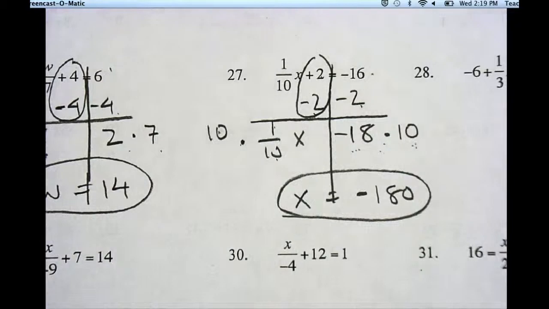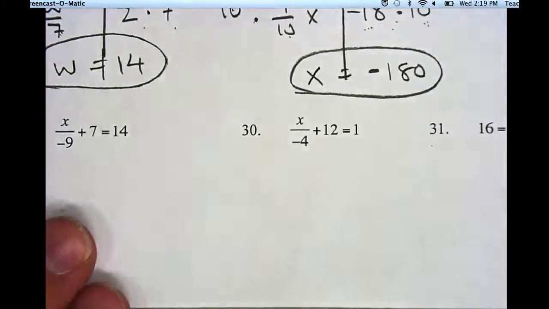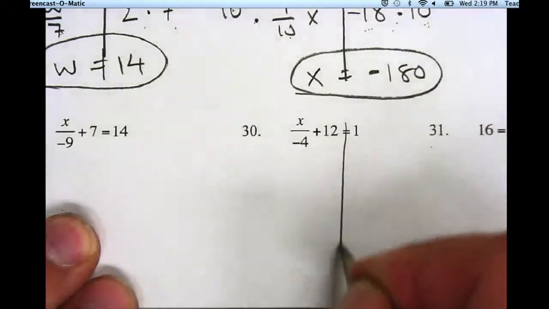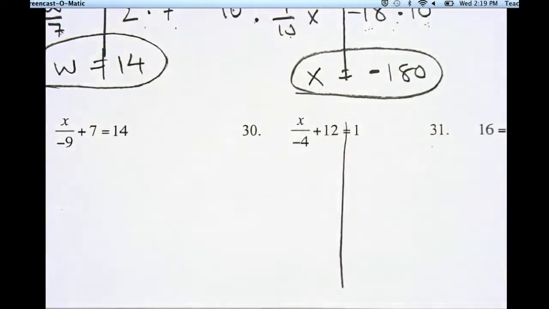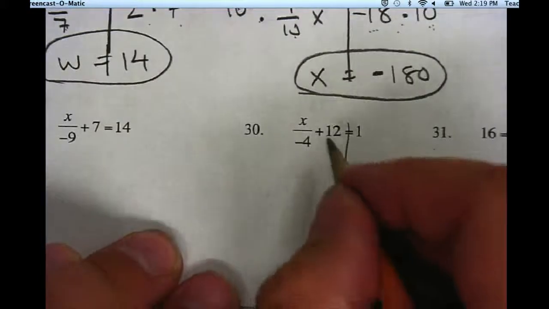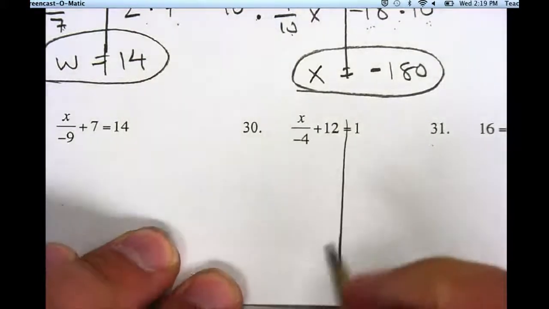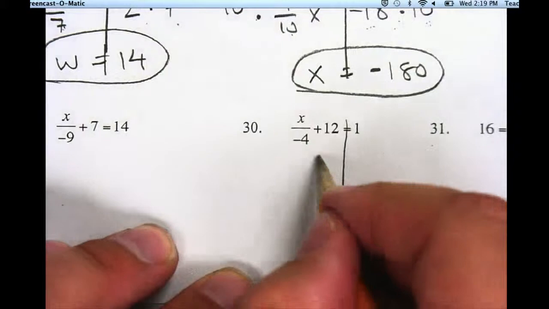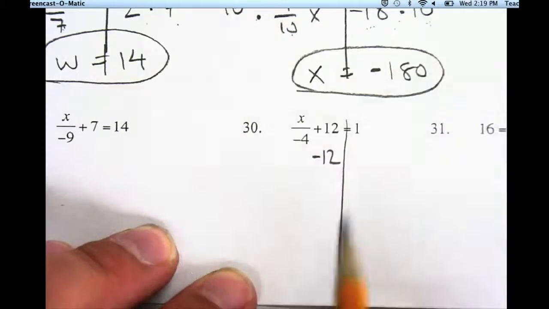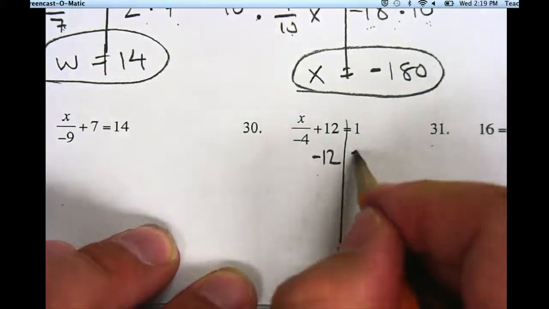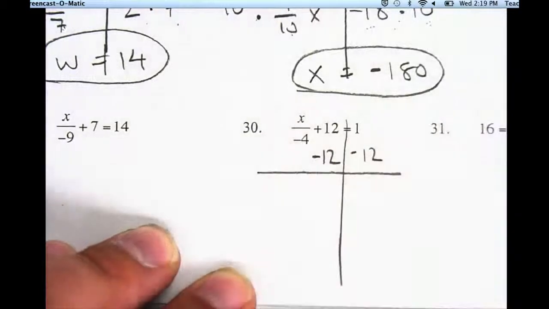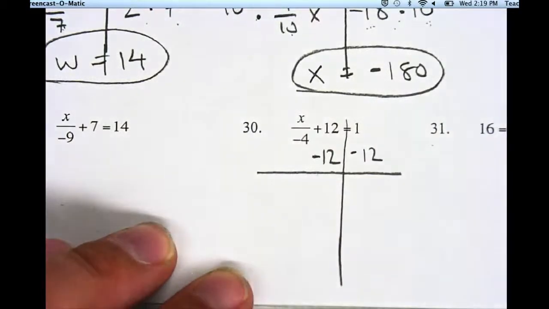Just got one more left that I'm going to do, and that'll be number 30. Okay? So, make my fence. That's the first step. Second step, create a 0. I create a 0 with positive 12. What do I combine with positive 12 to make 0? Negative 12. Well, if I did it to this side, I've got to do it to the other side also, because that's why it's balanced. Try and write it down exactly like I'm doing. That way, you're showing your work correctly.